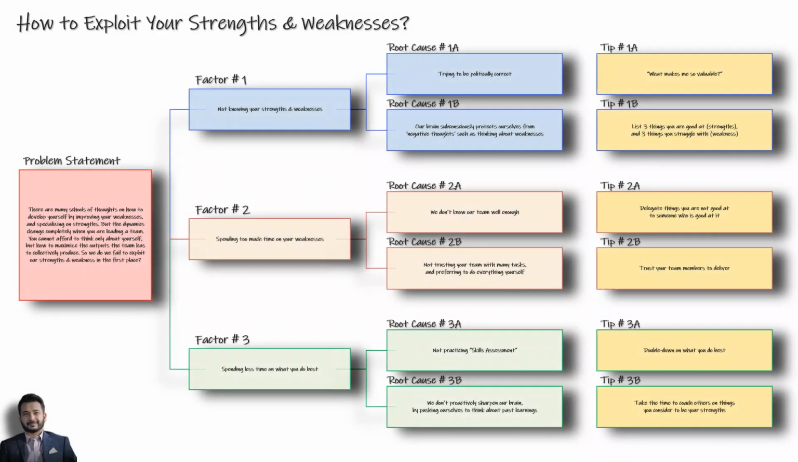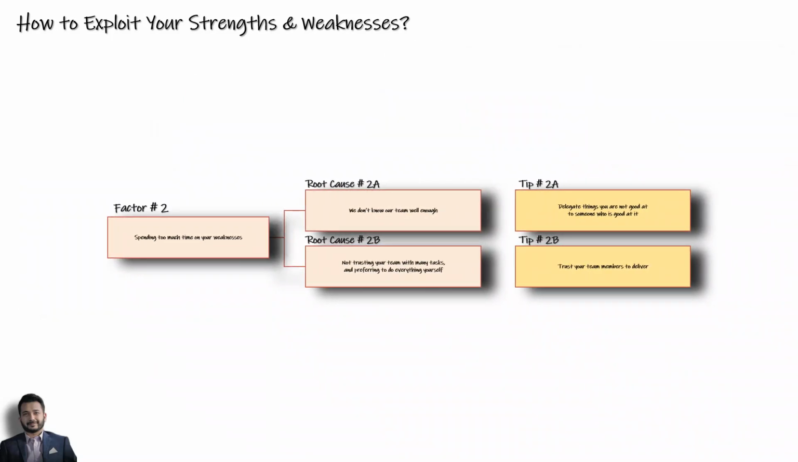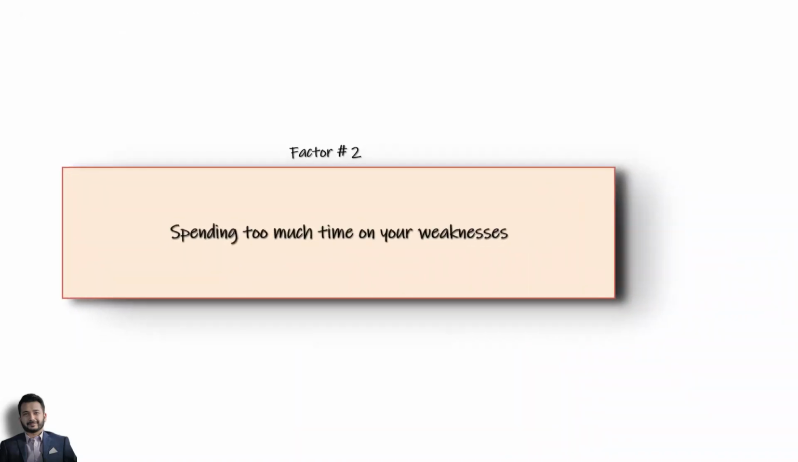Now, let's get down to business. I've broken this question of why we struggle to exploit our strengths and weaknesses into three separate factors. Today, we will focus on the second part, factor number 2, its root causes, and 2 tips to fix these root causes.